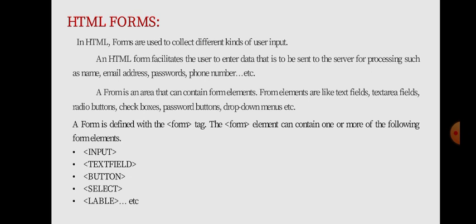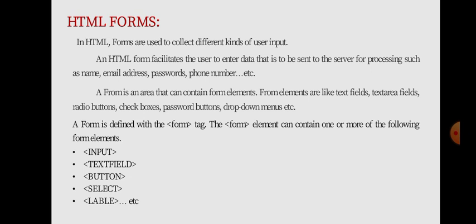In HTML, forms facilitate the user to enter the data, and that is to be sent to the server for processing, such as their names, email addresses, passwords, phone numbers, etc. A form is an area that can contain form elements. So a form contains different form elements, and these form elements are like text fields, text area fields, radio buttons, checkboxes, password buttons, drop down menus, etc. And the form examples are registration forms, login forms, etc.